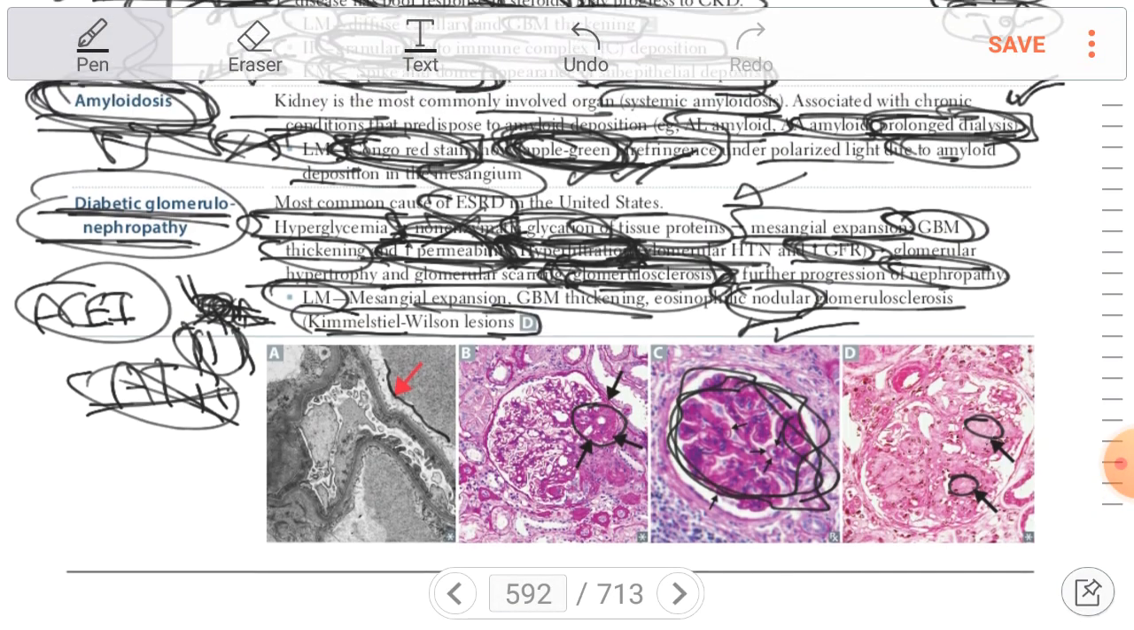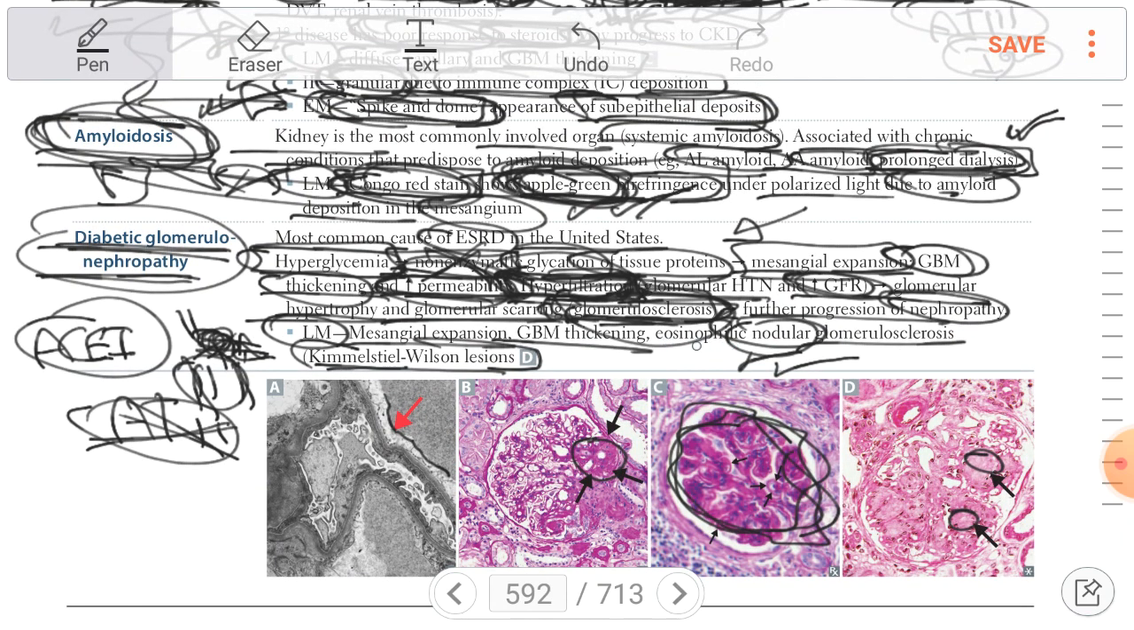Kimmelstiel-Wilson nodule. So it's called eosinophilic nodular glomerulosclerosis, Kimmelstiel-Wilson nodule. So in case of diabetic glomerulonephropathy, in case of diabetes that will affect the kidney, leading to end stage renal disease, Kimmelstiel-Wilson lesion. Kimmelstiel-Wilson nodule.